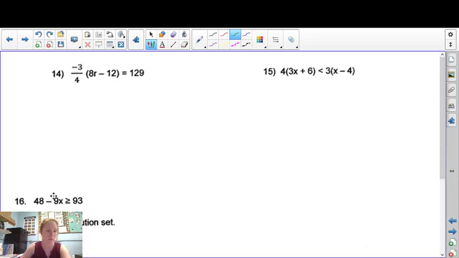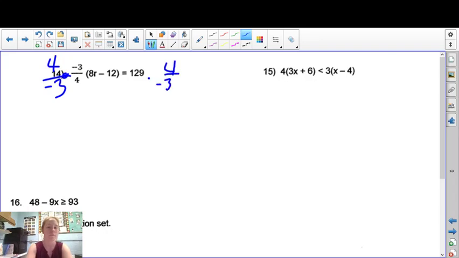I don't know why I put that so close, but it apparently did. So we're going to go ahead and continue solving. We see that we have a fraction in front of a set of parentheses. So I can undo that fraction with its reciprocal, or the flipped part of it. And what I do to one side, I have to do to the other. So the 4's cancel out, the negative 3's cancel out, and I'm left with 8r minus 12.